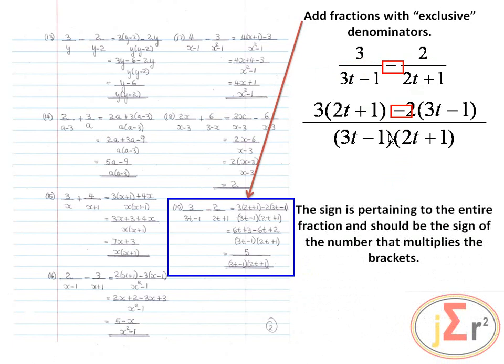The sign is pertaining to the entire fraction and should be the sign of the number that multiplies the brackets. That sign that we have here is pertaining to the entire first fraction, and this is pertaining to the entire second fraction. Therefore, we need to include the sign that we have right here also.